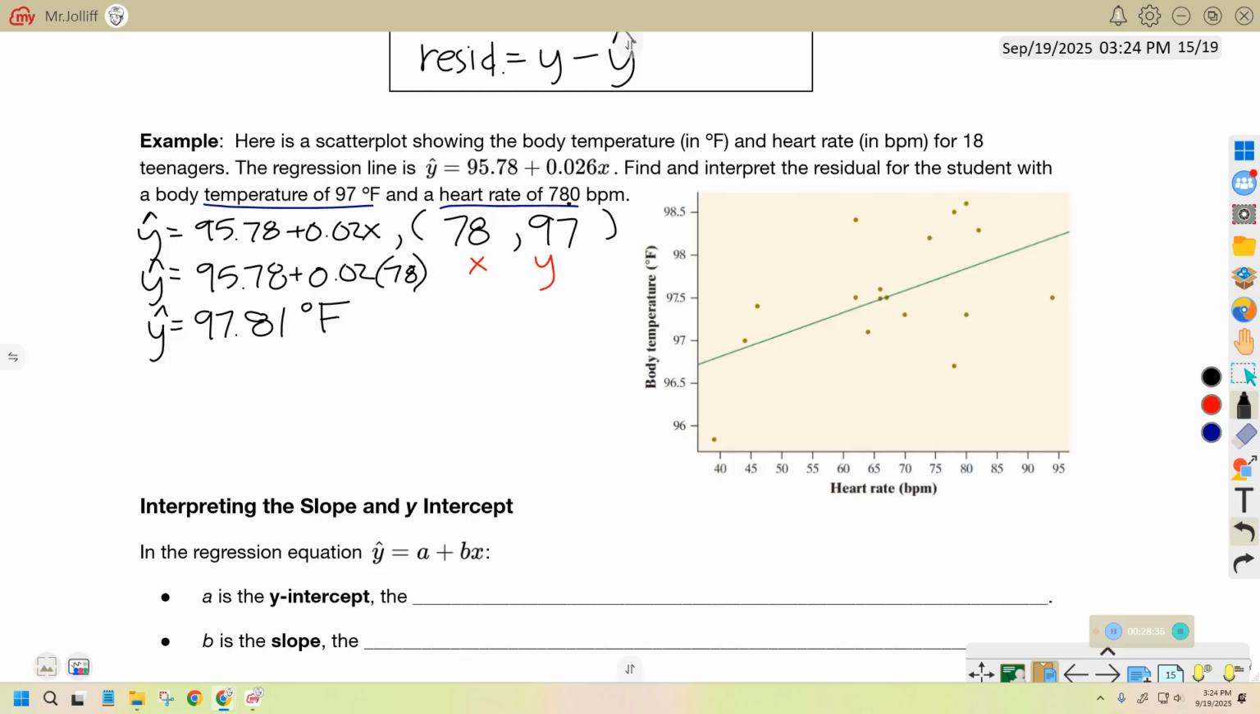So we were close, but we were a little off. To figure out how off, we're going to calculate the residual. So residual equals y minus y hat, which is 97 minus 97.81. I can do that in my head, negative 0.81. I see some nodding. That's good.